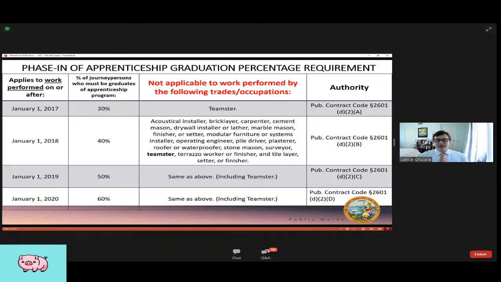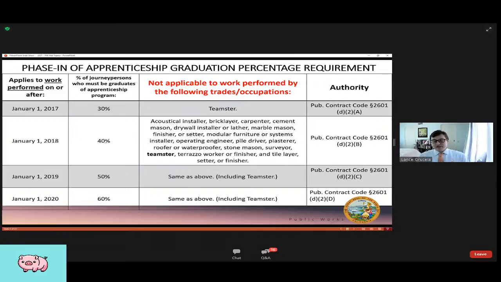Then it said that for the future, we're going to have a phase-in requirement. It said the graduation percentage requirement for all trades is going to be 30% starting next year, January 1st, 2017. Then it was going to go up 10% every year till it hit 60. That happened and that remained. But in the meantime, in the newer statutes, some of the trades spoke with their legislators, and the legislature went back and revised this phase-in.